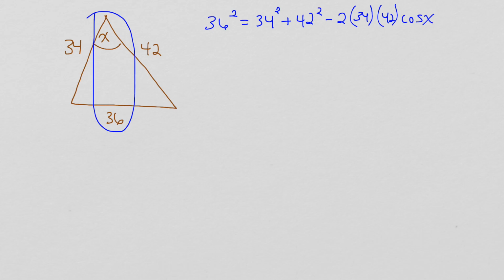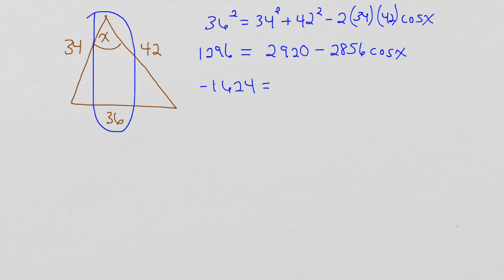So this is a little bit more complicated because we have to find the cosine of x. So the calculations, you can't just type the whole thing in the calculator unless you do the algebra first. So on the left side, that's 1296. And the first two pieces are 2920 minus 2856 cosine x. And if you do have the Inspire, you can just type this in. If you do the algebra, you can just type this in one fell swoop. But I'm showing it worked out piece by piece.